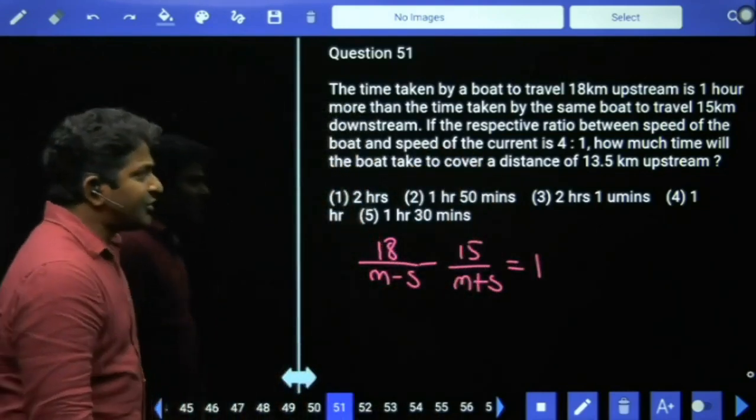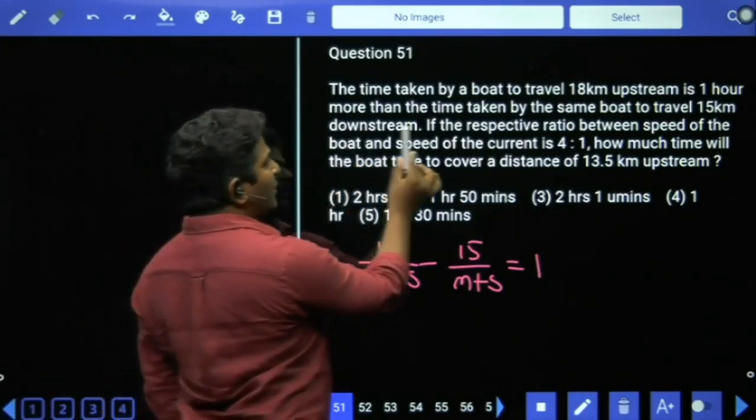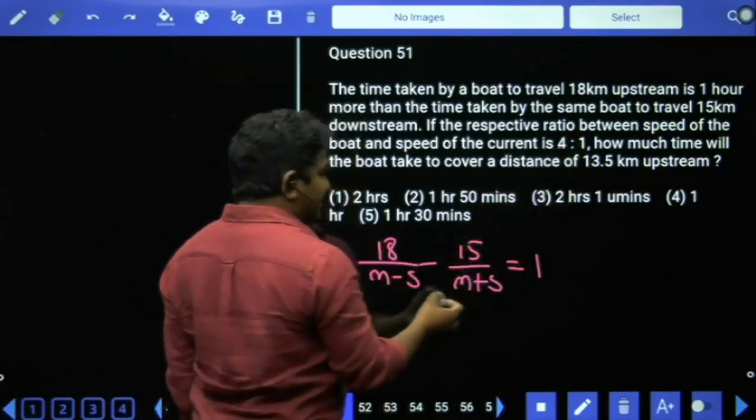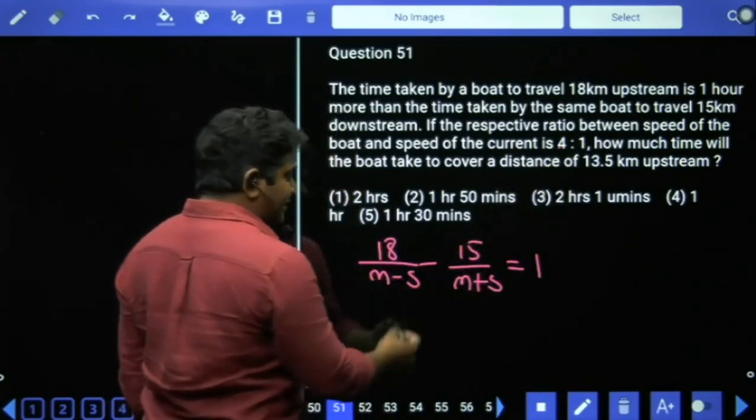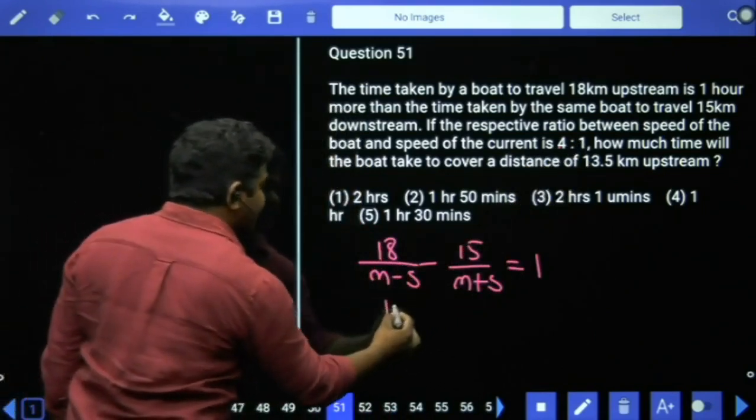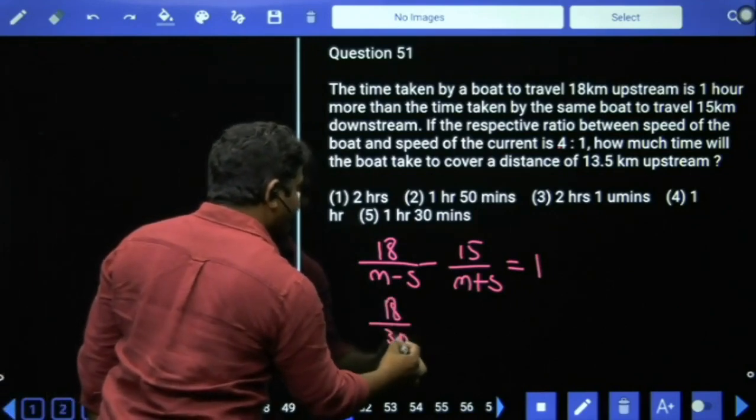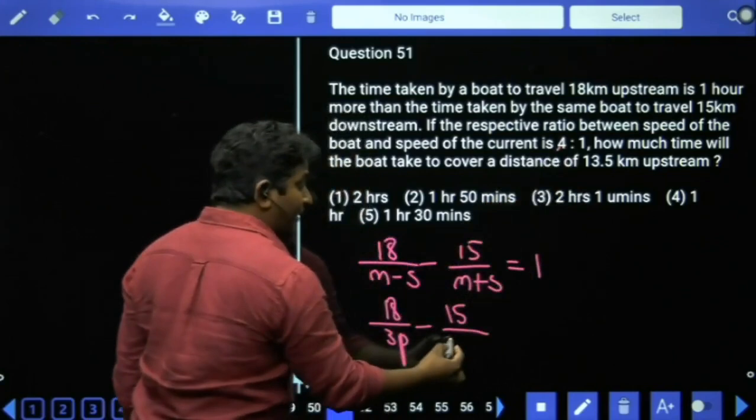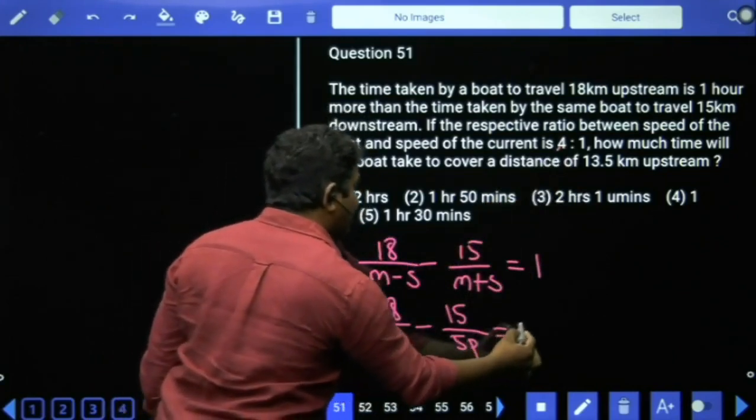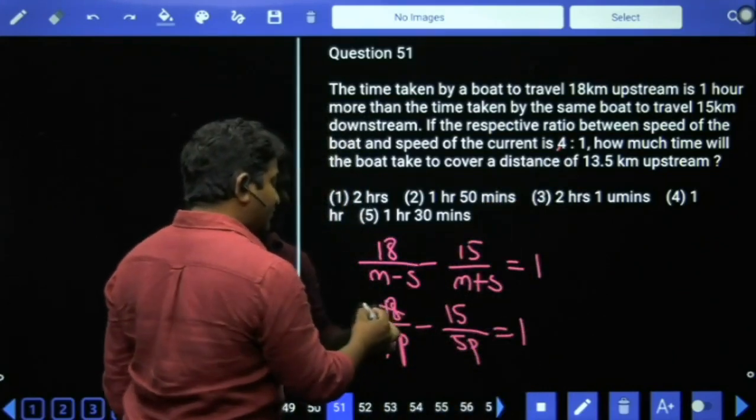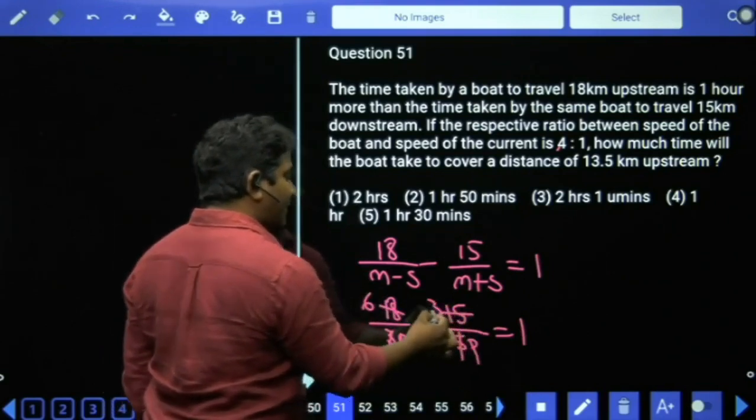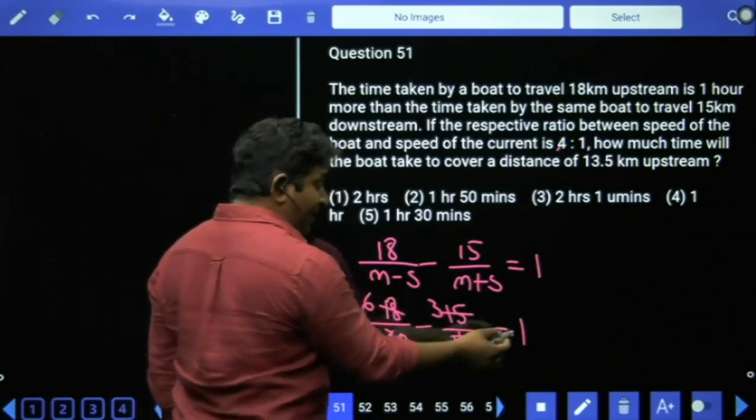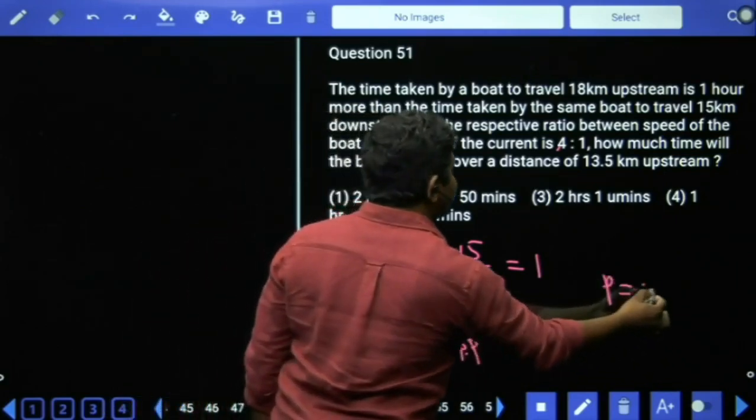If the respective ratio between speed of the boat and speed of the current is 4:1, then upstream speed is equal to 4 minus 1, 3 parts, so 18 by 3 parts. And downstream speed is equal to 4 plus 1, that is 5 parts, so 15 by 5 parts. And the difference is equal to 1. 3, 6 times here, 5, 3 times. 6 by P minus 3 by P, which is 3 by P, is equal to 1. Then P is equal to 3.